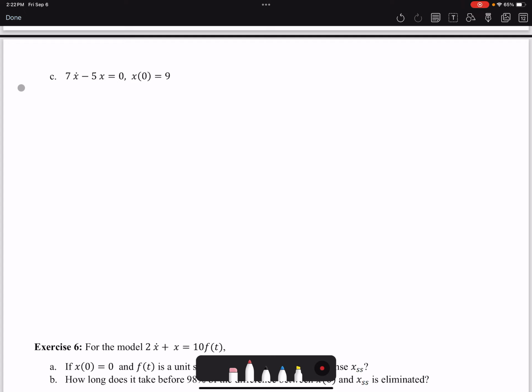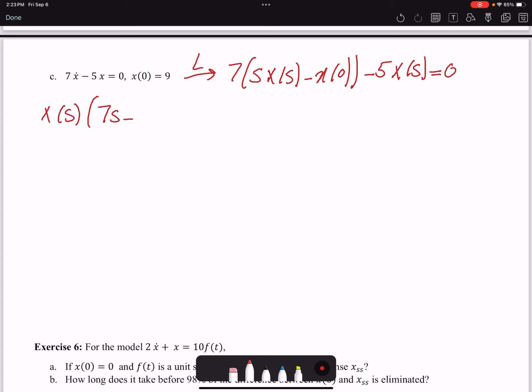Let's do part C. So the same procedure, we have to take a Laplace transform of this differential equation, then take an inverse Laplace to find the value. So I have 7, take a Laplace, 7 s X(s) minus x naught minus 5 X(s) equals 0. If I factor here, I have X(s) times (7s minus 5) equals, this would be 9, so I have 63 here. Therefore, X(s) would be 63 over (7s minus 5).